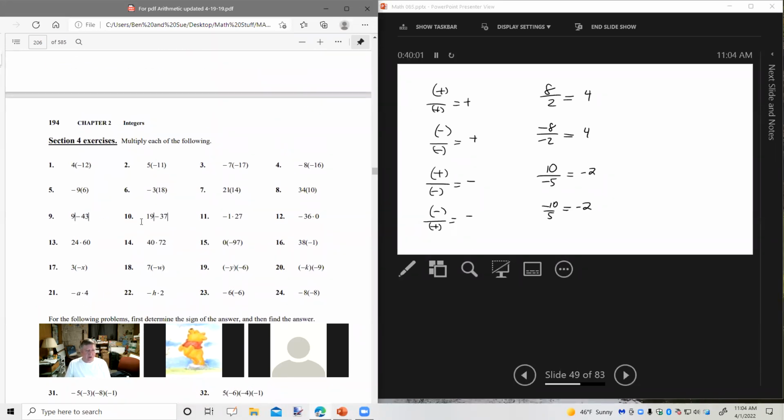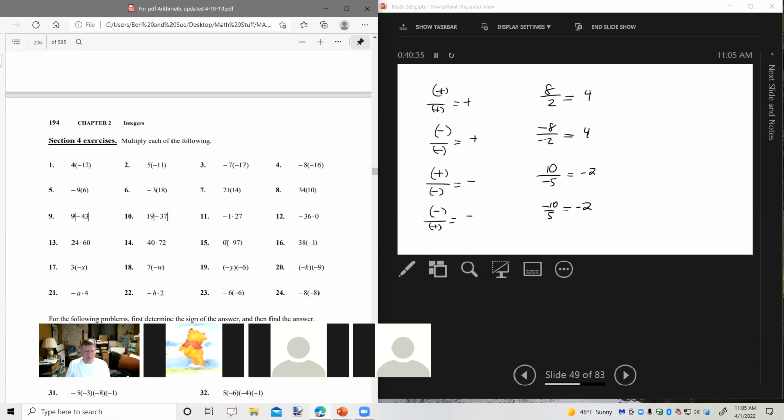What I want to do first of all is look at these problems here and determine would the result be positive or negative. So positive times negative would be negative. Number 3. Negative times negative would be positive. Number 7. Positive times positive would still be positive. Number 14. Positive times positive is positive.